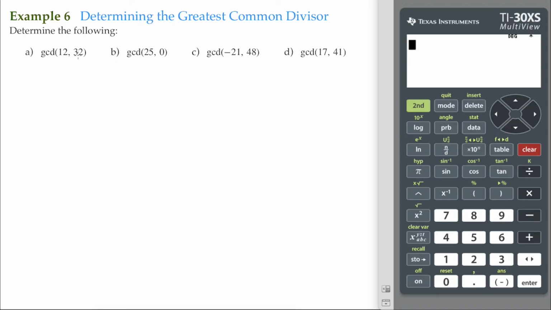And we're simply going to do that by listing all the divisors of each number and then see which one is the largest. So for A here, we have 12. So the divisors of 12 are 1, 2, 3, 4, 6, and 12. And then we do the same for 32. 32 is 1, 2, 4, 8, and 32.